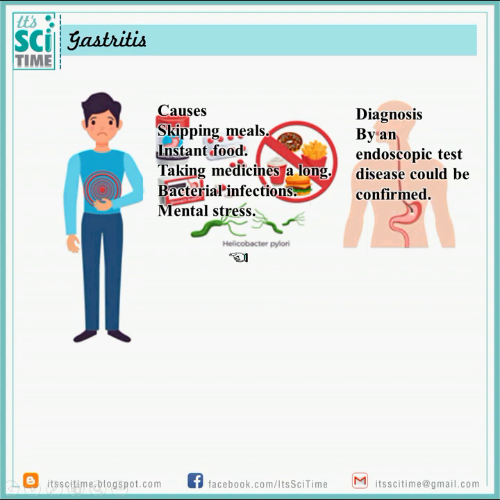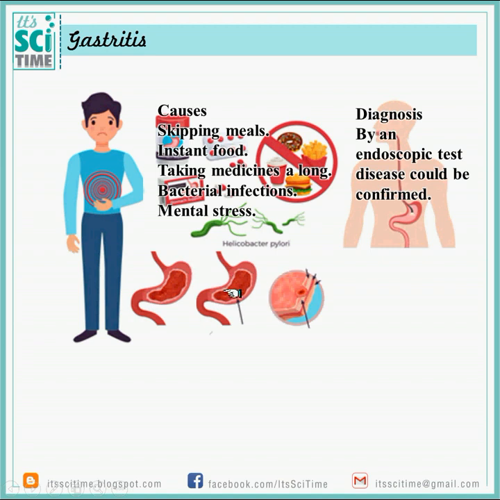And how can it be confirmed actually? When we see a healthy stomach, we can see the stomach wall like that. But in unhealthy ones, we can see ulcers or small wounds in the stomach wall. By noticing those ulcers in the stomach wall, we can confirm whether the person has gastritis or not. So this is a healthy stomach wall and this is the diseased one.